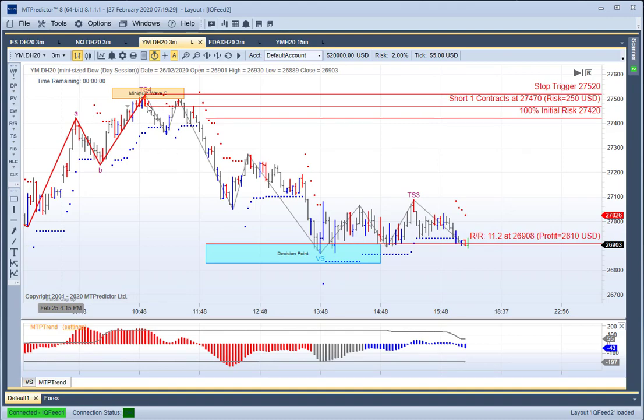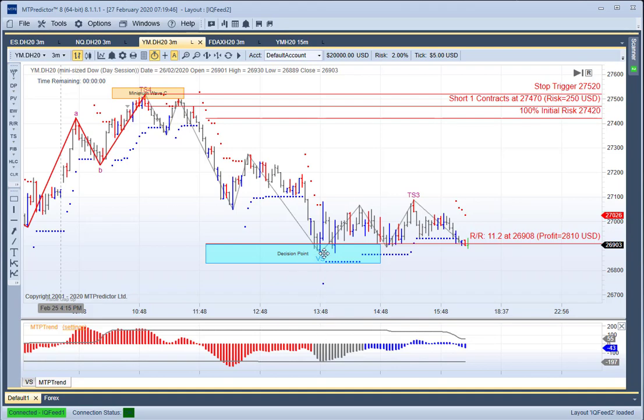Why we use position sizing is when you're wrong, and you will be wrong, the losses are kept small. But when you're right, the profits are large, and not just large in dollar terms, but large in relation to your initial risk or your losses. Large profits and small losses.